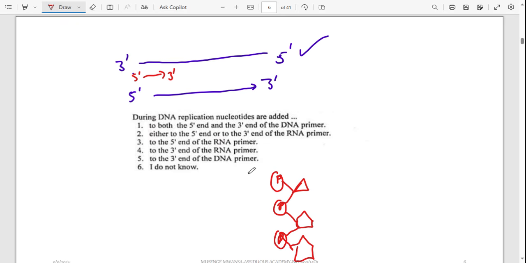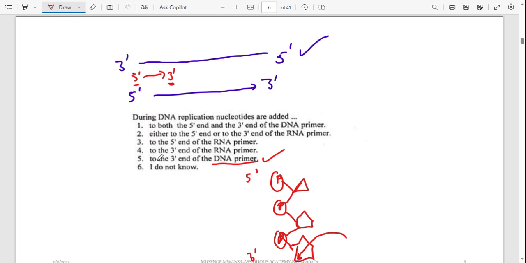Now we know that this is the 5 prime end, this is the 3 prime end, and we are saying we're making the new chain from 5 prime to 3 prime. So where do you think we are adding things? We are basically adding things here. What's that end? That's the 3 prime end. So during DNA replication, nucleotides are added to the 3 prime end of the DNA primer.